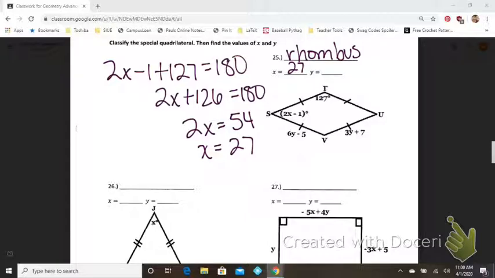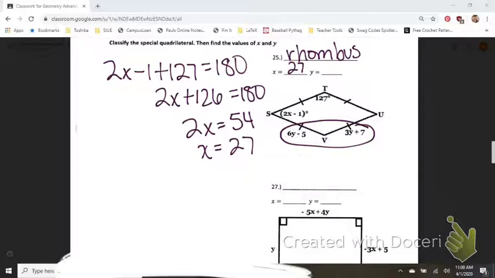All right, x was pretty easy. Let's find y. Kind of like on the last problem, if all the sides are congruent, then these two have to be congruent to each other. Let's show that down here. If they're congruent to each other, we can set them equal to each other.